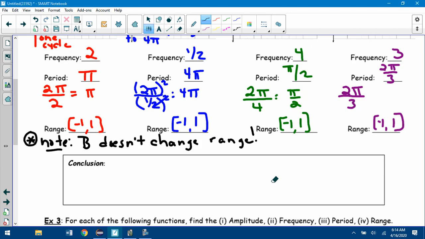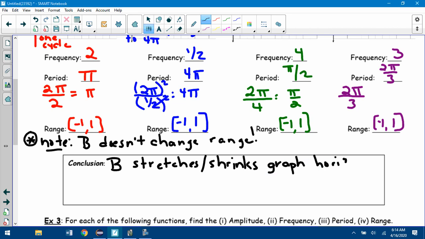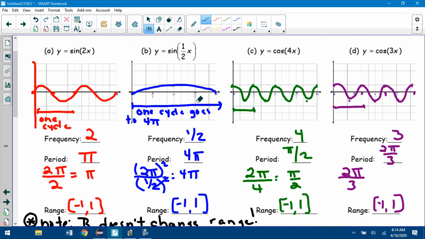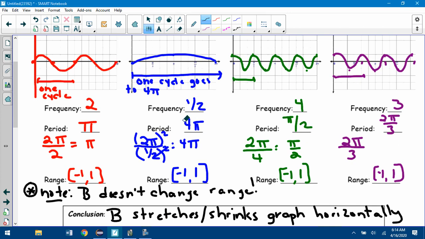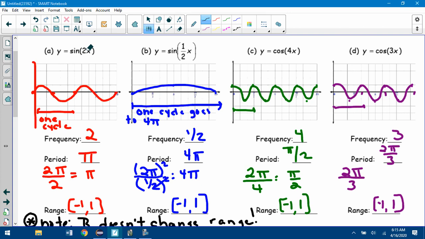What it does do for our conclusion, we can say B stretches and shrinks the graph horizontally. The number B, sorry, I'll give you, you can pause that if you want to write that quick. The number B, so the B value itself, is the frequency.